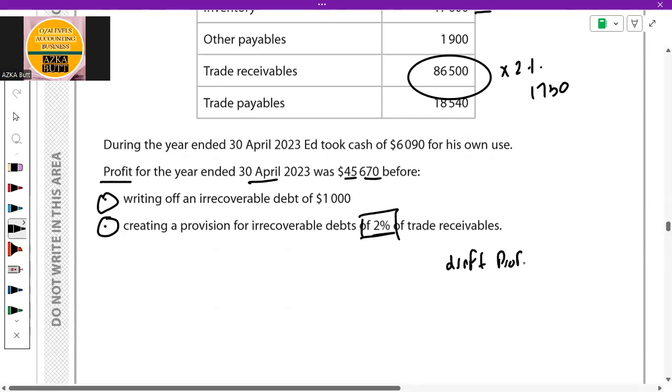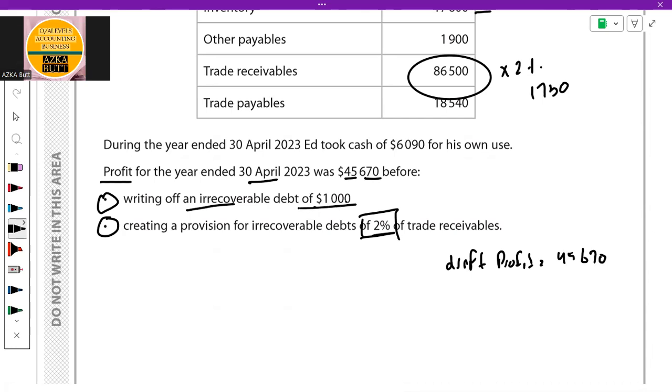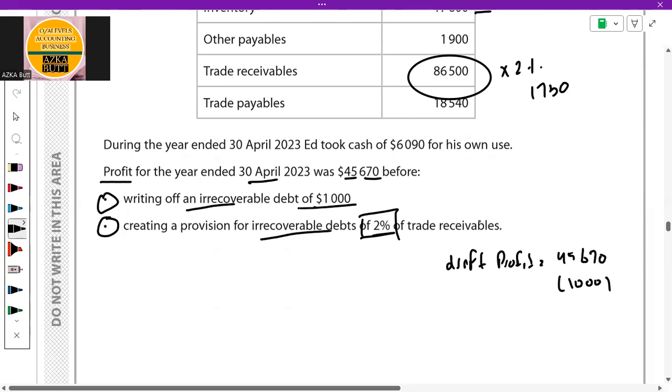So draft profit is equal to 45,670. As you can see, we have some errors: written off irrecoverable debts of 1,000. Basically, we didn't write off these debts of 1,000, so now we have to deduct it, and it will decrease our profit. So deduct 1,000. Then, creating a provision for irrecoverable debts of 2% of trade receivables. These two things should be written in the expenses. Since we didn't record them, now we are deducting them from the draft profit.